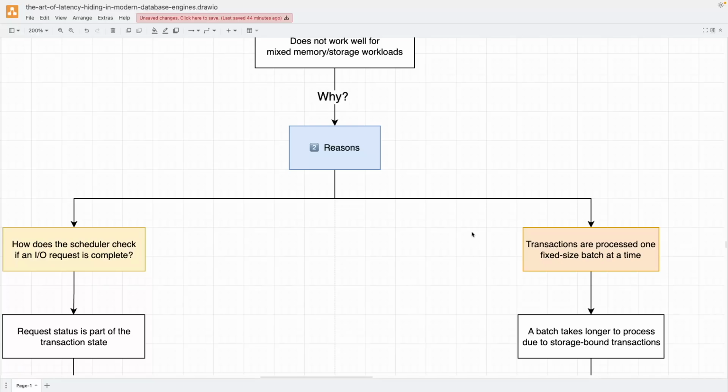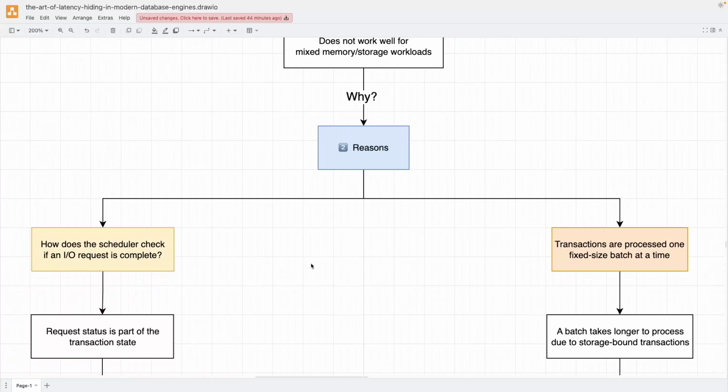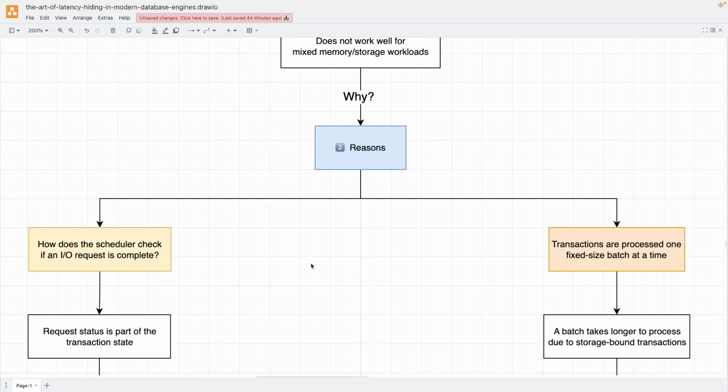How does the scheduler check this? Fundamentally, your scheduler can only check this by resuming the transaction and seeing if the transaction has completed that operation or not. And at first, this might feel very obvious, right? How do you know if something is done? You have to run it, see if it's done, and if it's not, you have to move on to some other transaction. But the authors note that this can be very expensive to do.